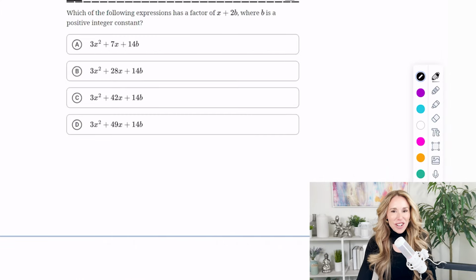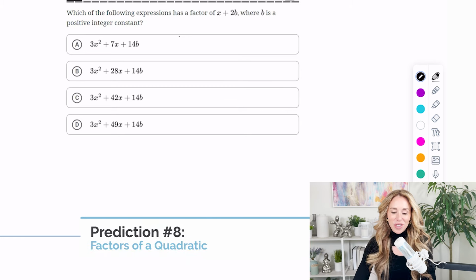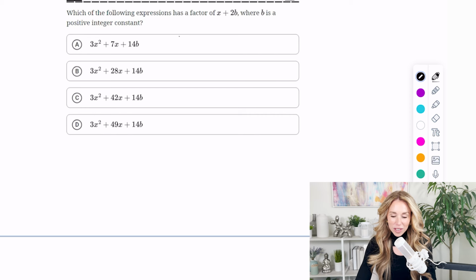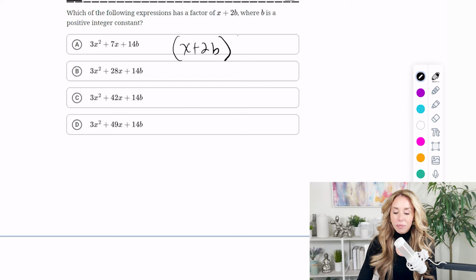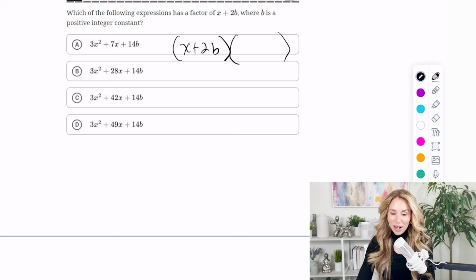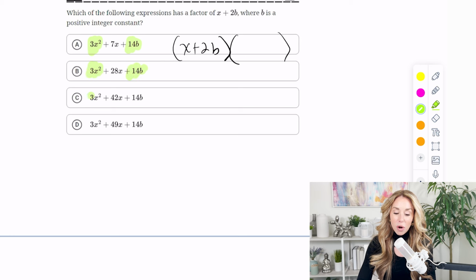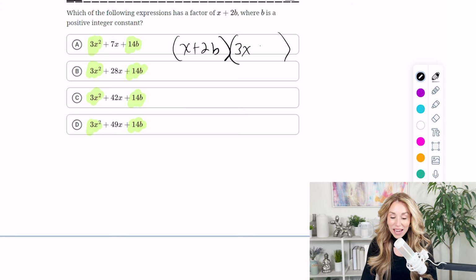All right, my last prediction deals with factors of a quadratic. This is a very popular problem right now. So they said, which of the following expressions has a factor of x plus 2b, where b is a positive integer constant? Okay, if I have a factor of x plus 2b, the first thing I want to figure out is what is my other factor. And when I look at all those answer choices, look at how your leading term is 3x squared and the last term is 14b, no matter what answer choice it is. So to get 3x squared, I need this to be a 3x. And to get 14b, I need this to be a plus 7.